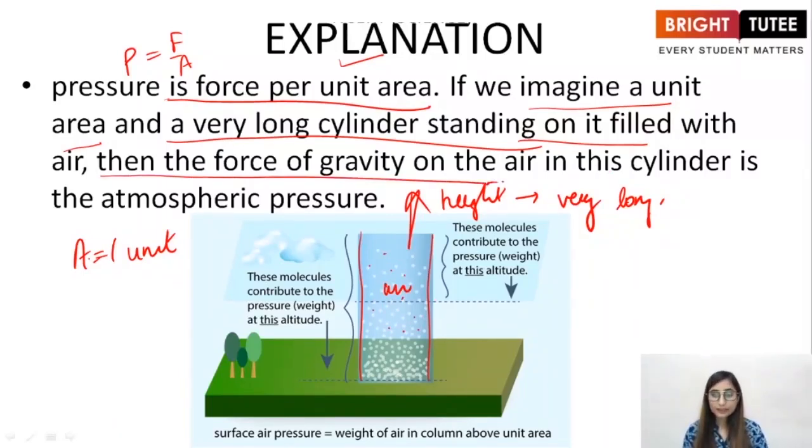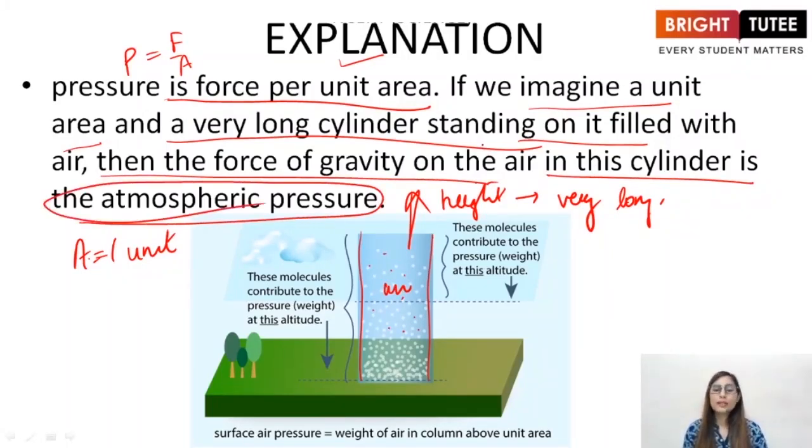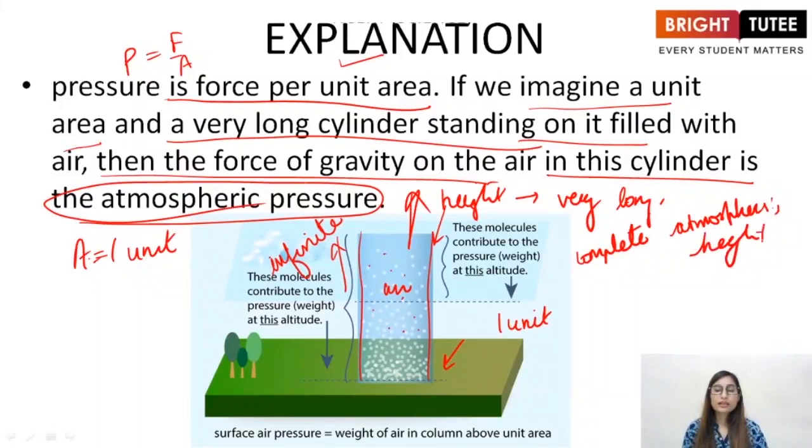Then the force of gravity on the air in this cylinder is the atmospheric pressure, right? Basically we are trying to measure the atmospheric pressure. So we take unit area and we take the maximum amount of air that can come on that area, and that can be measured with the help of a cylindrical tube. We have taken its area as 1 unit and its height is infinite, because obviously we have to take the complete atmosphere, which extends for hundreds of kilometers. So we have to take the complete atmosphere's height, which can be a minimum of 200 to 300 kilometers.